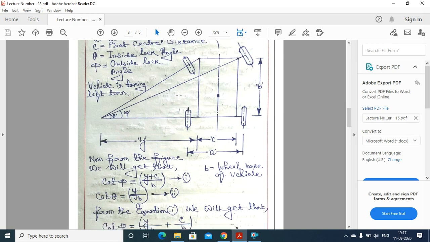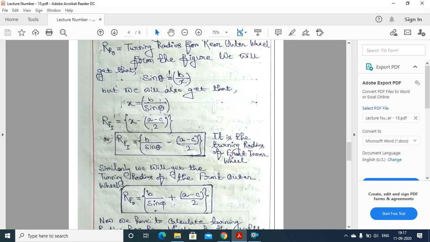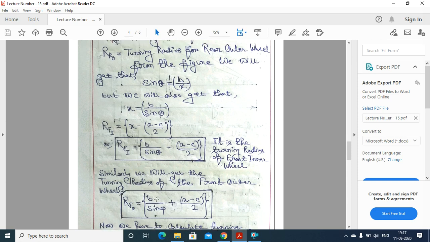This distance is RFO. Here you can see that it is b by sine phi plus (a minus c) by 2. So how does this b by sine phi term come into this equation?